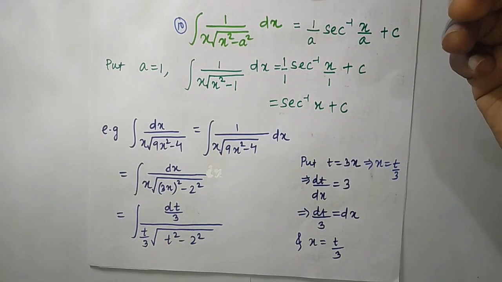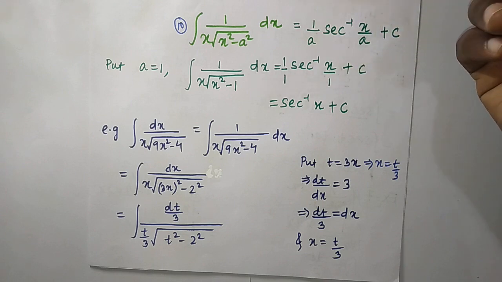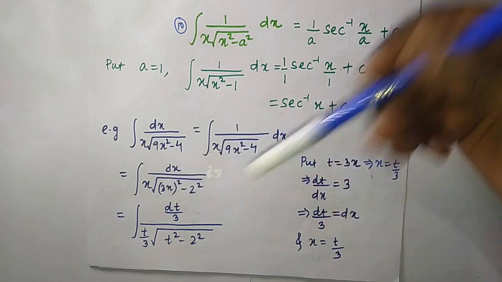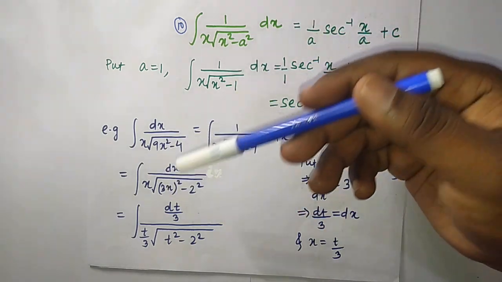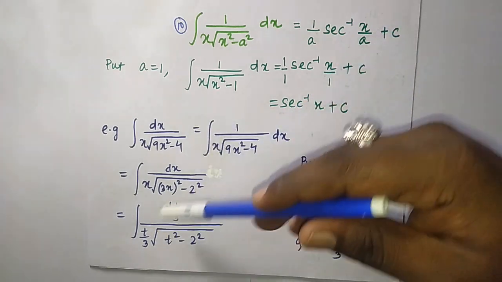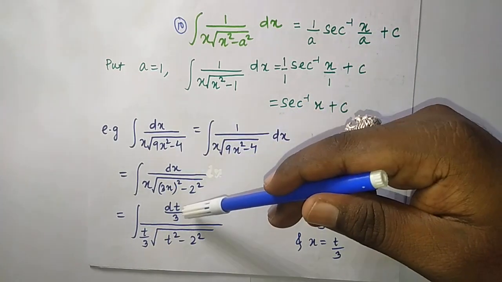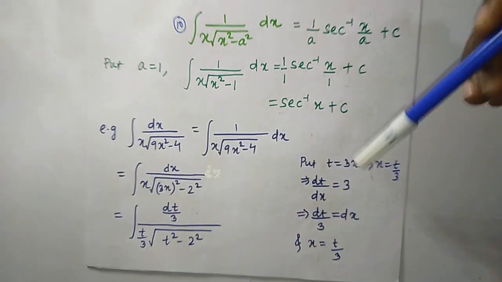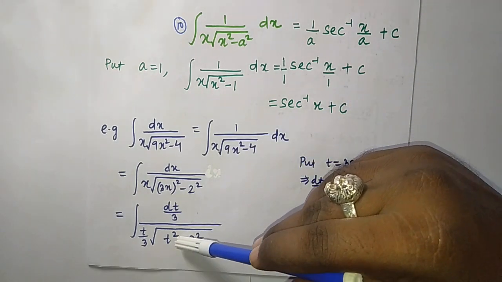Okay, changing variable you already know. By the substitution method, what we do is we change variables. We put t in place of x. Wherever you see an x term, you put a t term there. So here in place of dx you have put dt by 3, in place of x you have put t by 3, and 3x is t, so put t here.